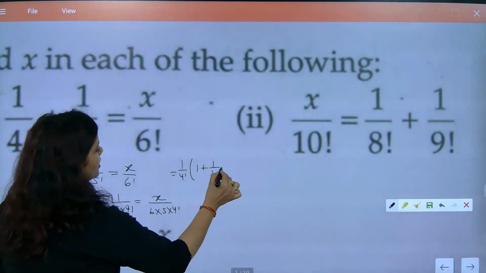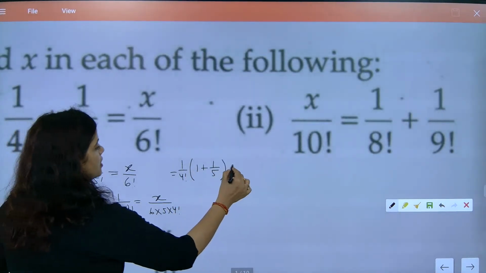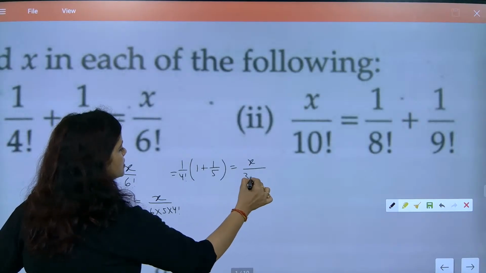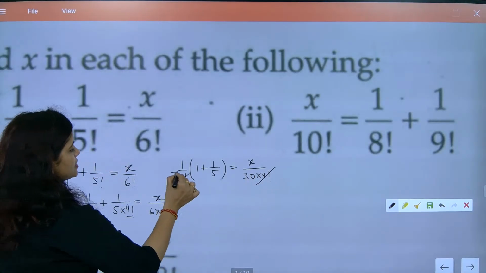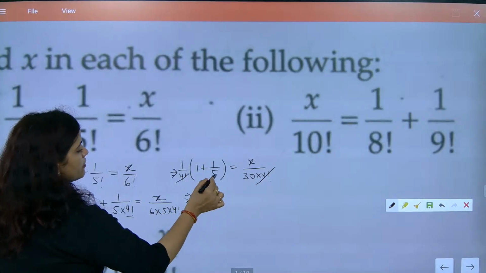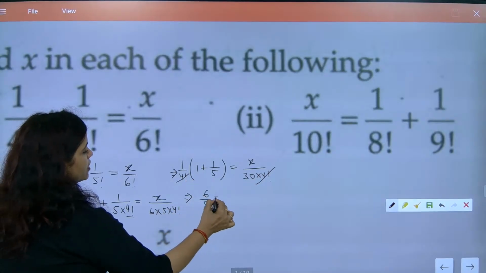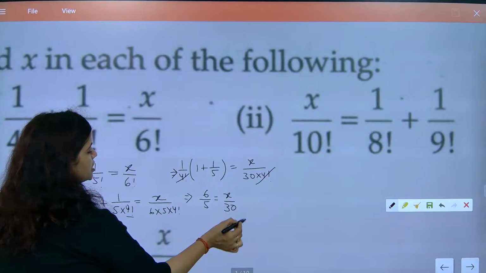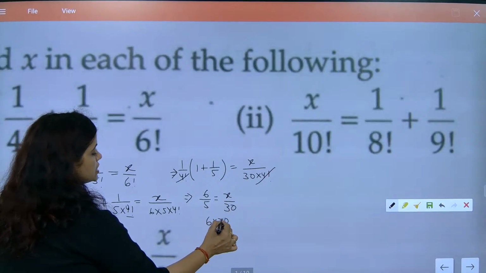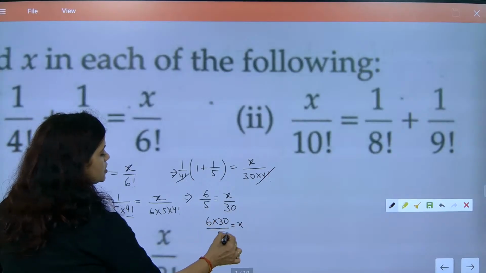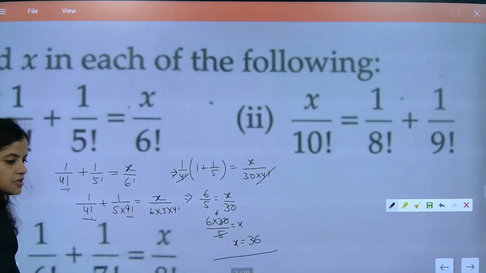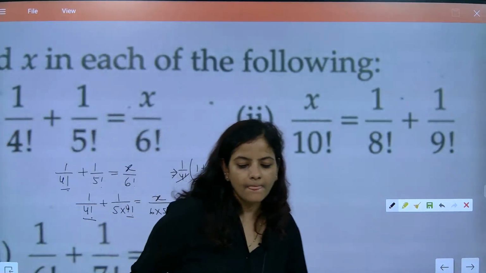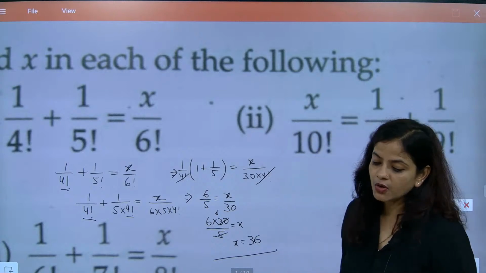So it will come 1 by 1 plus 5, and here it will be written as x by 30 into 4 factorial. So 4 factorial will get cancelled, and here this part will become 1 plus 5 is 6, 6 by 5 is equal to x by 30. So 6 into 30 by 5 is equal to x. So 5 sixes are 30, x is coming as 36. That's it. I hope you might have understood how to solve this question.